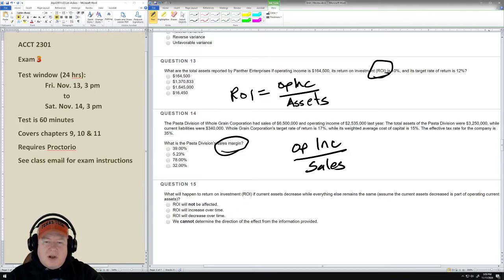Okay, so basically this is sales margin. Once you know the three equations, then these questions are kind of just straightforward. It's just plugging them in. Okay.